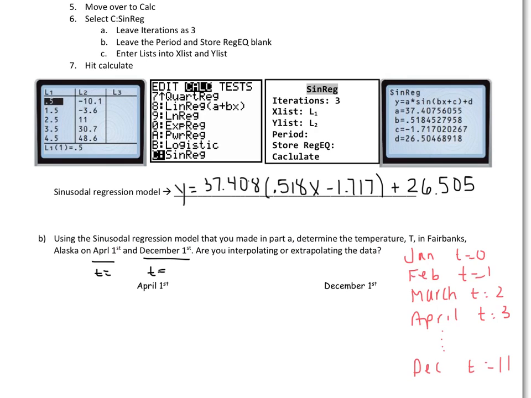Okay, so what we're going to have to do is use this equation and plug in, for April, t equals 3, and for December, t equals 11. So take a minute, see if you can plug them into the calculator and see if you get the correct answer. Make sure, though, just like when we did the Ferris wheel problems, that your calculator must be in radians. So make sure your calculator is in radians. Very, very important.